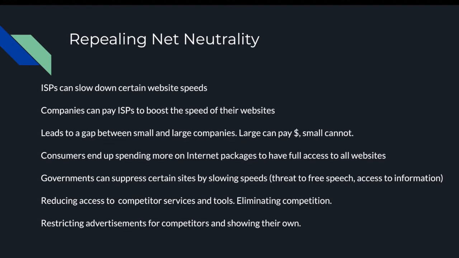Governments can suppress certain sites by slowing speeds. This can be a direct threat to free speech and access to information, and many authoritarian leaders do things like this. It reduces access to competitor services and tools, which can eliminate competition, leading to a duopoly or monopoly. And it can also restrict advertisements for competitors while they show their own.